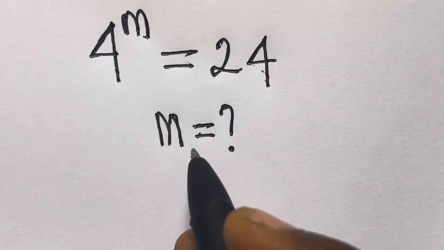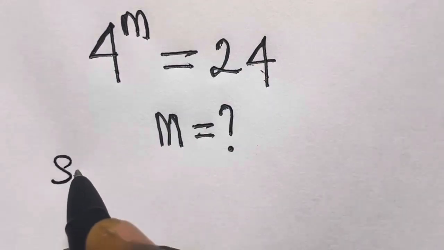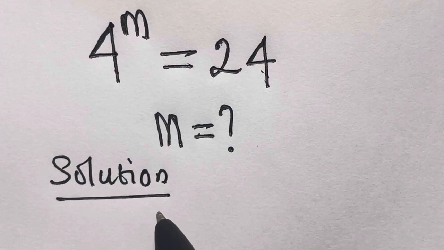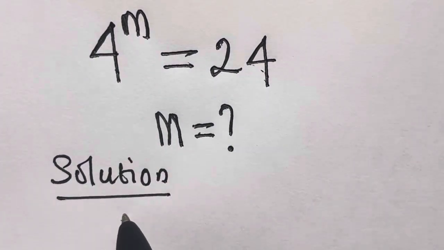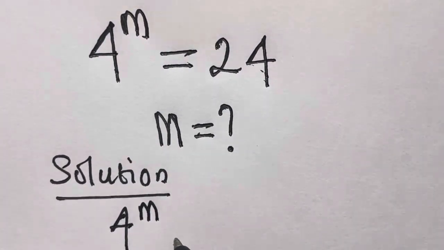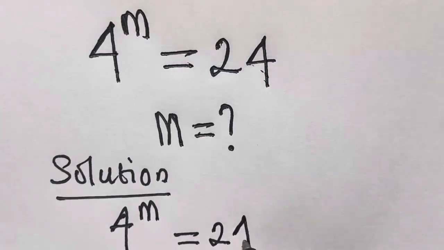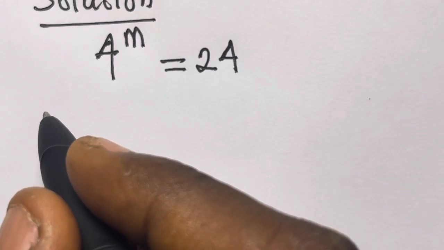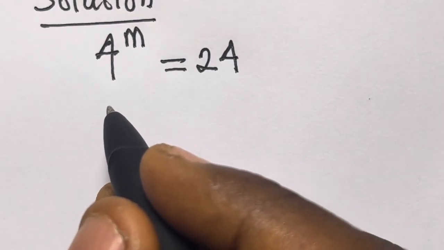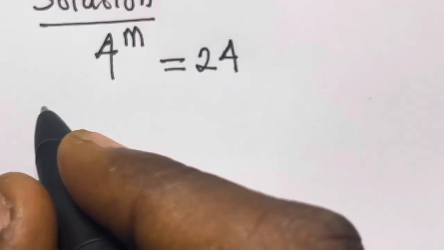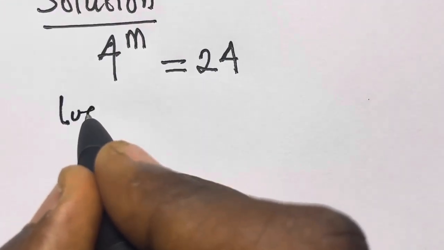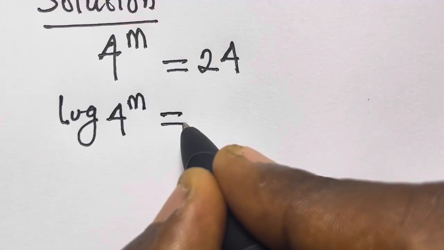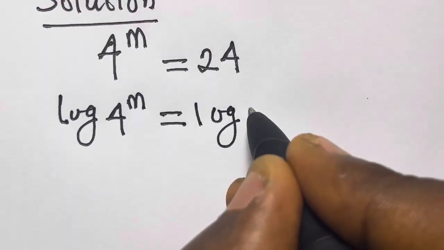We want to solve for m in 4 raised to power m equals 24. That's the solution. We have 4 raised to power m equals 24. So from here, we can introduce log to both sides. If we introduce log to both sides, we are going to have log 4 raised to power m equals log 24.